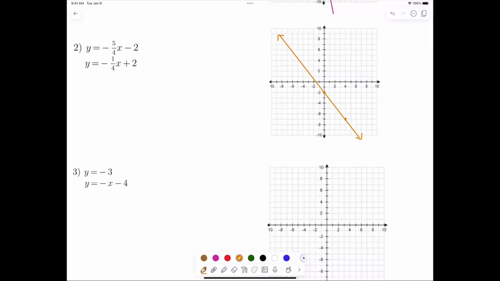Now you're going to graph what? How do I graph the second line? Start at 2. Then from there, I go what? Down 1 and to the right 4. Now you're drawing that line.